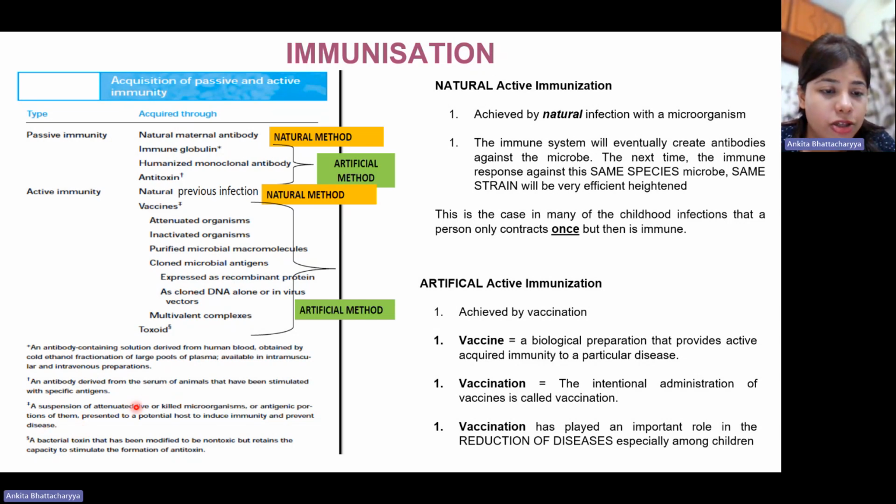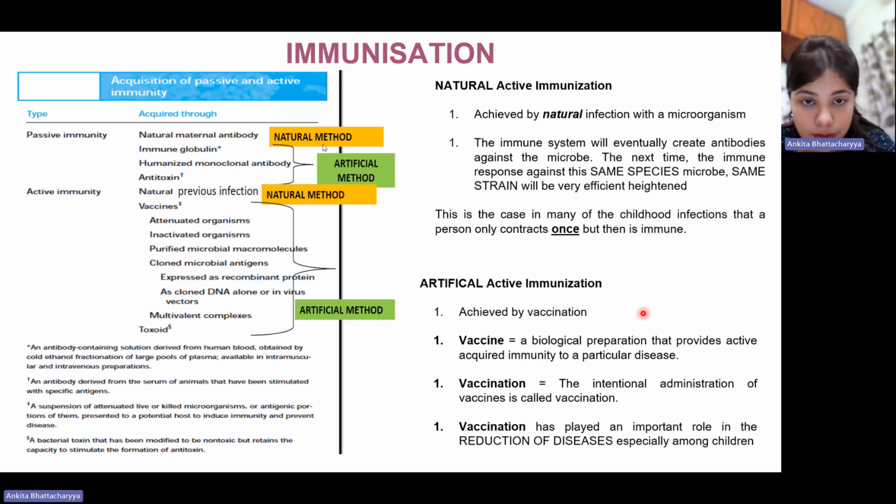Vaccines are a suspension of attenuated live or killed microbes or antigenic portions of them that are presented to a potential host to induce immunity and prevent the disease in the long term. A toxoid is a bacterial toxin that has been modified to become non-toxic, but it still retains the capacity to stimulate antitoxin formation. So among these processes, how can you actually classify them?